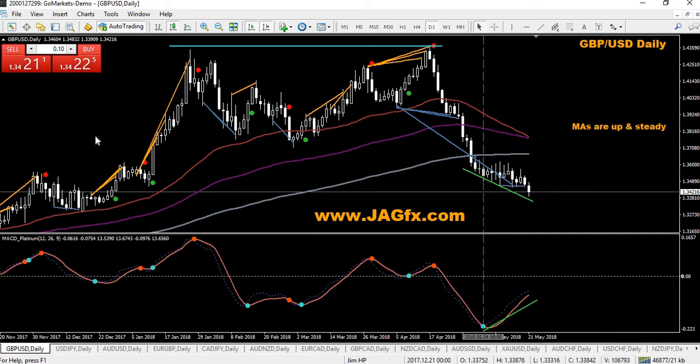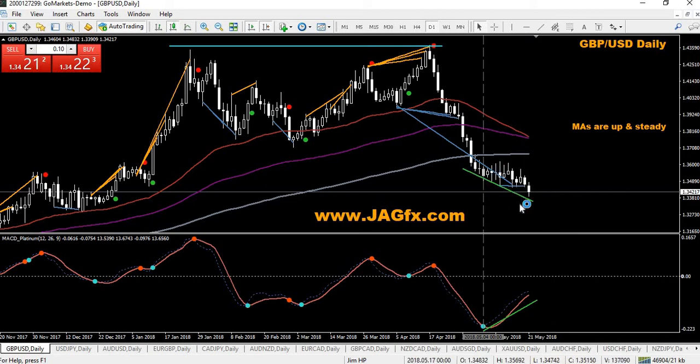As I said, they're all daily charts. So here we have the Great British Pound US dollar. When I mark a grey vertical line like this, all it's telling me is there's something happening. Like down here, there's a dot on the MACD Platinum, so I'd be looking to buy.